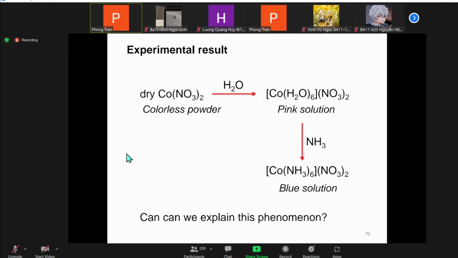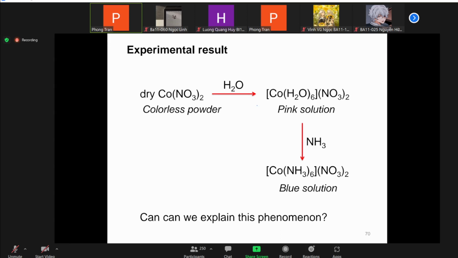And for the first reaction, which is dry Co(NO3)2 with H2O, even if the first molecule is colorless, when it reacts with H2O, it creates a new molecule which might have different properties that will make it absorb every color in the spectrum except for pink, and so it will show the color pink. Okay. And the same can be said for the other reaction. So basically, the key point is the following. Here you have a cobalt 2 plus, right?